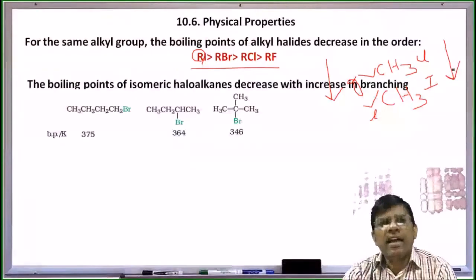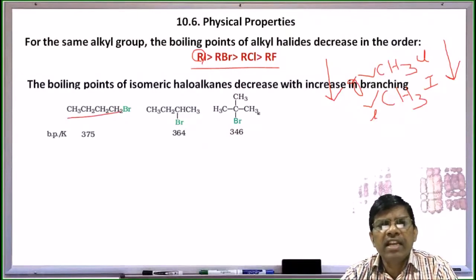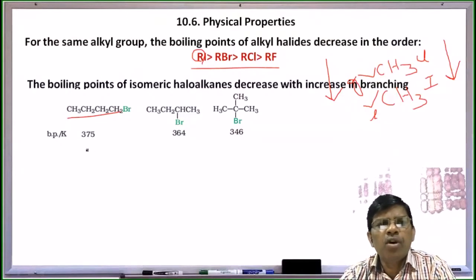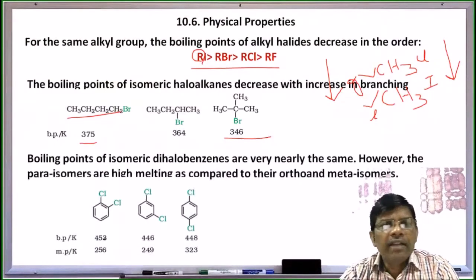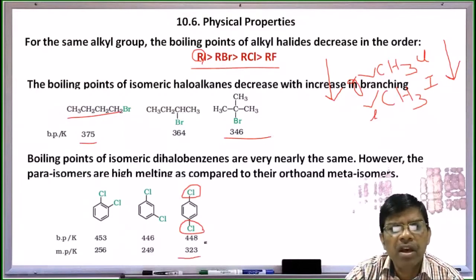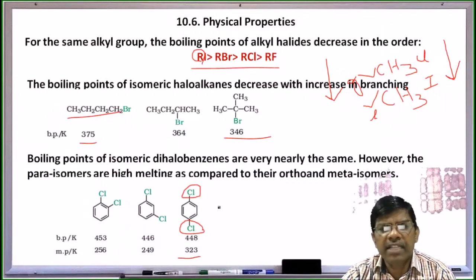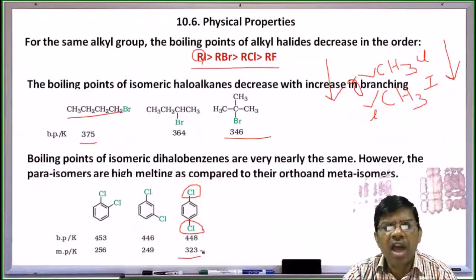bottom. Next, another important concept: the boiling points of straight chain alkyl halides are higher when compared to the side chain containing or isomeric alkyl halides. So for example, 1-bromo n-butane boiling point is higher than tertiary butyl bromide. Next, when it comes to aromatic compounds, para dichloroarenes are going to have higher melting point, because in crystal structure this para dichloro compound has a tightly packed arrangement, so that is why it will have higher melting points. Otherwise, boiling points are very near.